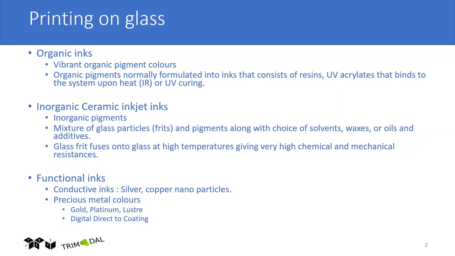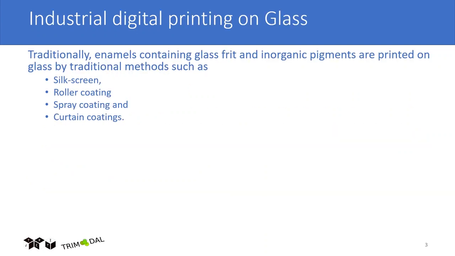So the focus will be on this bit of it, inorganic ceramic inks, as an example, and I'll focus more on the rheology aspects of it. Okay? So as I said, traditionally, printing on glass, if you look at the traditional methods, is done by silk screen, roller, spray coating, curtain coating, you name it. These are the standard methods you're using.